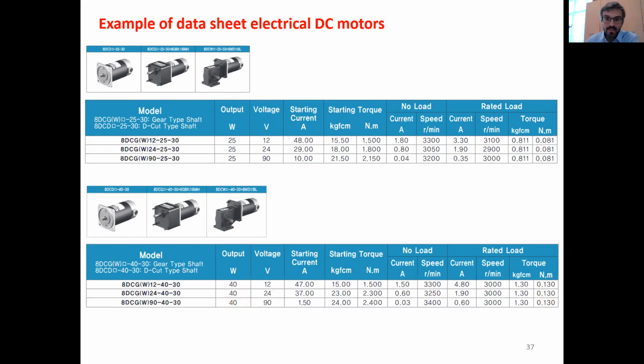An important remark is that some manufacturers can give you the torque output already with the reduction transmission incorporated. So you need to be careful to read if the gearbox is included, because you might get a higher torque here than what the motor is actually delivering.